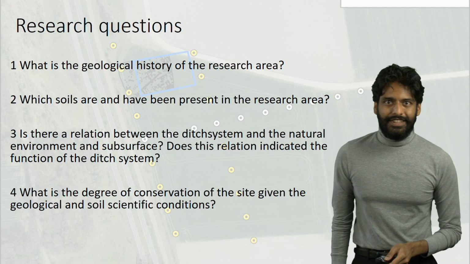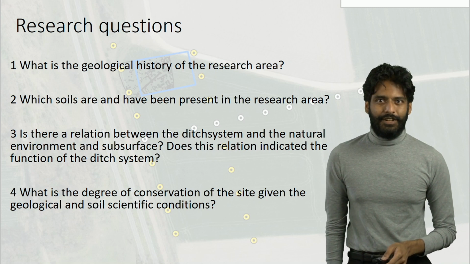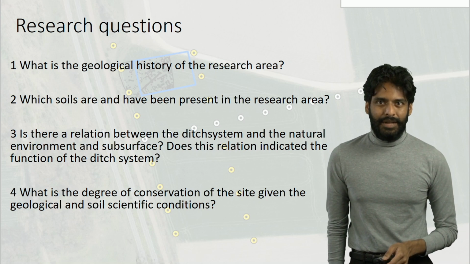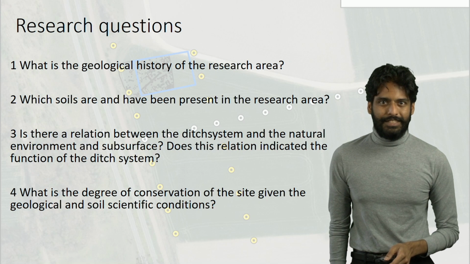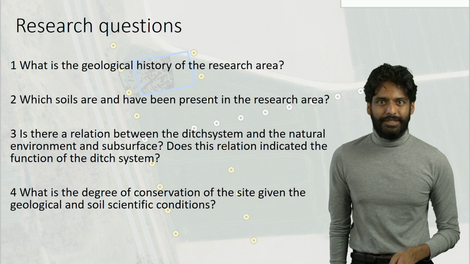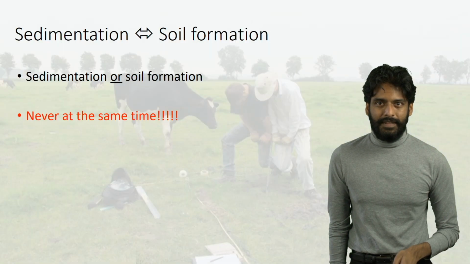Your research questions are: what is the geological history of the research area? Which soils are and have been present in the research area? Is there a relation between the ditch system and the natural environment and subsurface? And does this relation indicate a function of the ditch system? And finally, what is the degree of conservation of the site given the geological and soil scientific conditions?